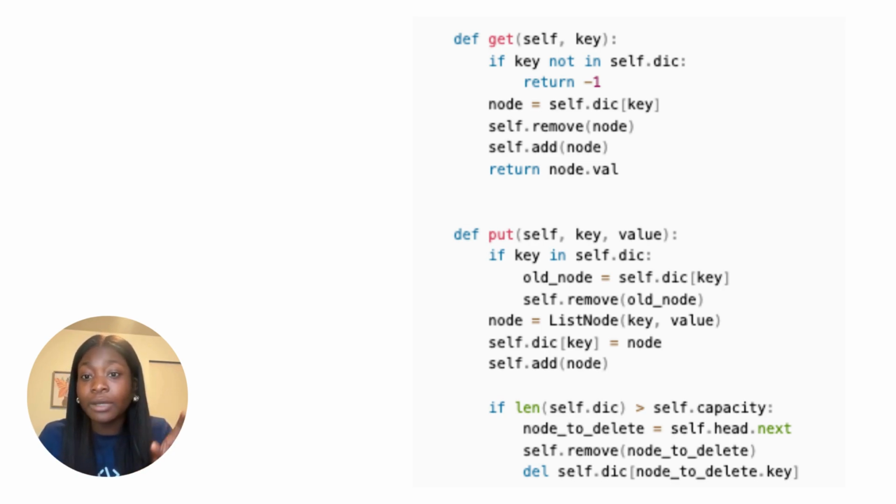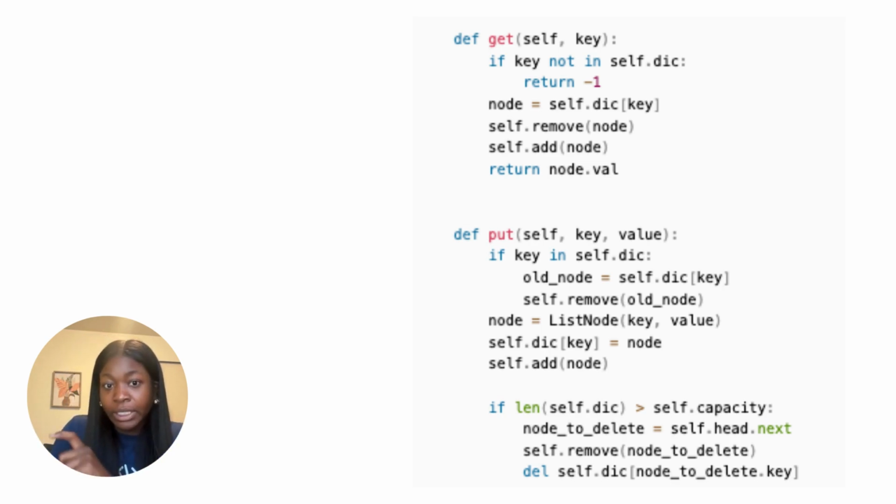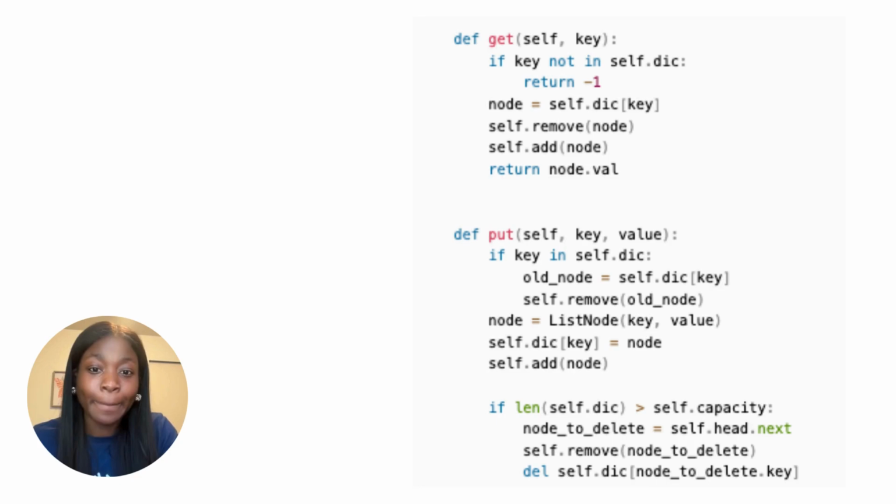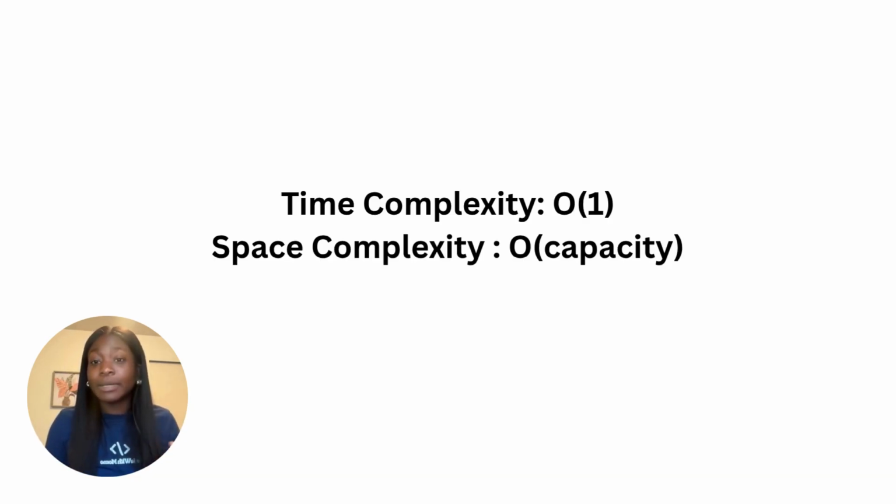Now, this is where it gets tricky. If the length of the dictionary exceeds the capacity which is given to us, we're going to have to delete a node. So the node that we're going to delete is going to be the first key value pair, right? The first node inside our doubly linked list. We're going to delete that. Then this is how we're going to solve the problem. So now let's talk about space and time complexity.